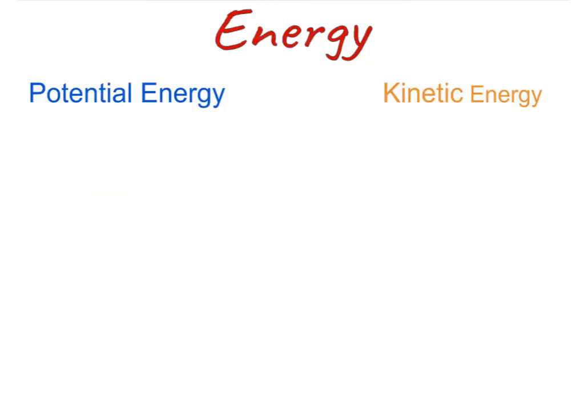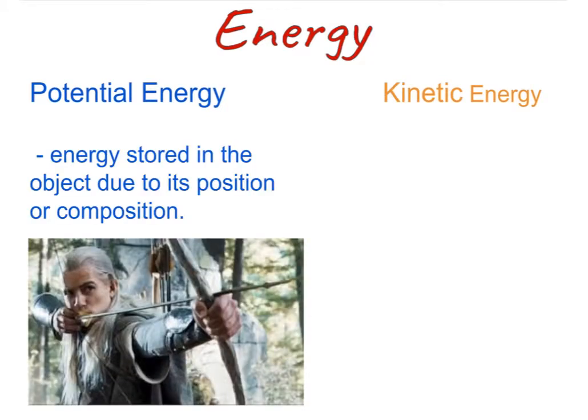There are two big categories that are frequently discussed: potential energy and kinetic energy. Potential energy is the energy stored in the object due to its position or composition. Chemical compounds store energy inside of their chemical bonds. Composition of a compound depends on it.